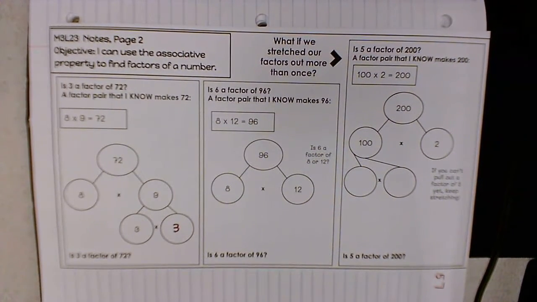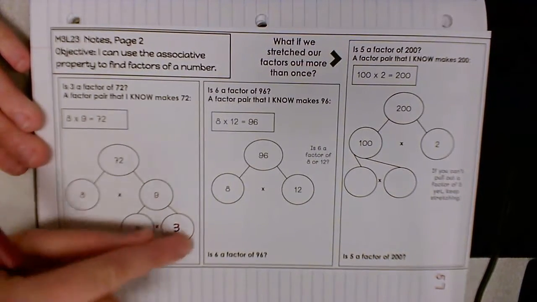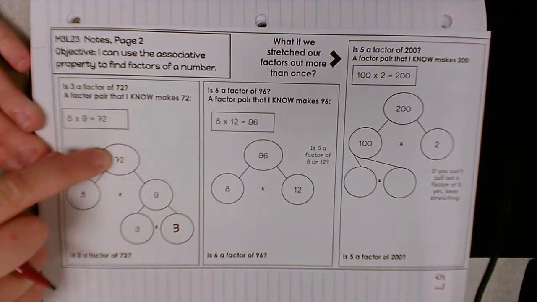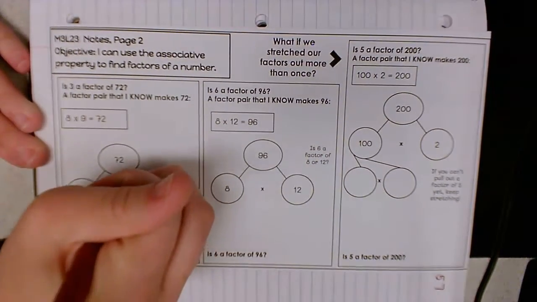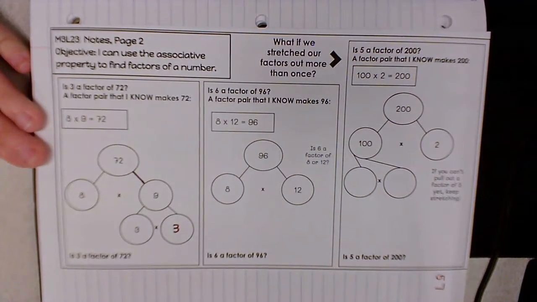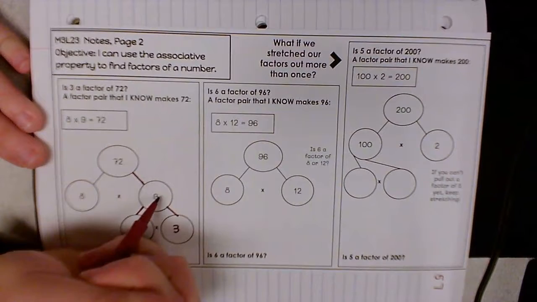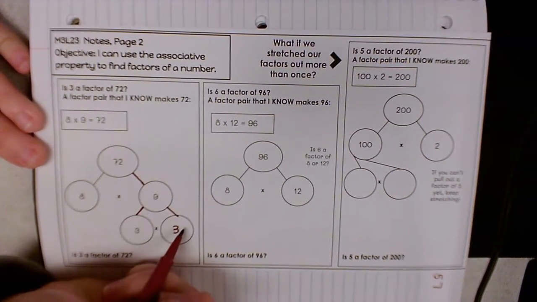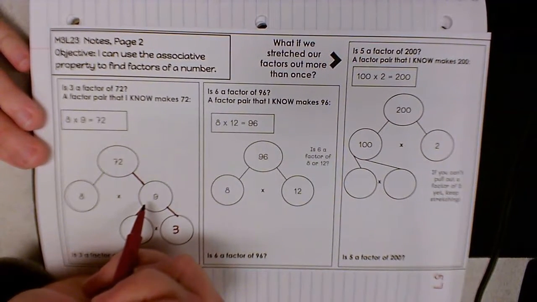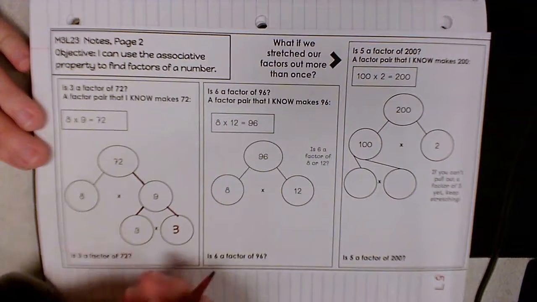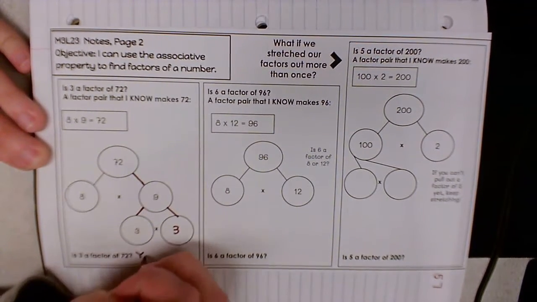Because of the associative property, I know it doesn't matter how I group my factors, I'll still end up with the same product. So if 9 is a factor of 72 and 3 is a factor of 9, then that must mean that 3 is also a factor of 72.